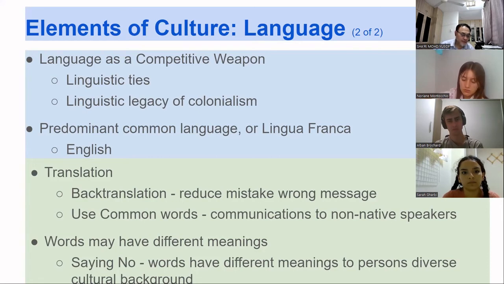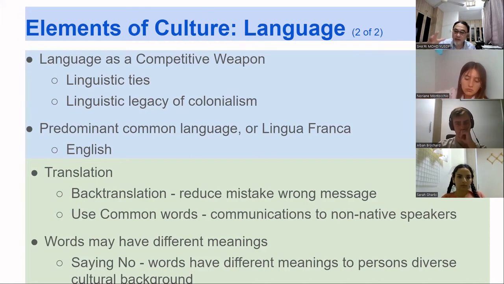Another thing is the use of common words. When you communicate to non-native speakers in the home country, you should use common words, the common meanings of those words. Try to avoid idiomatic phrases. An example is given in the book: Caterpillar. You know Caterpillar, the heavy machinery, bulldozers and all those things.